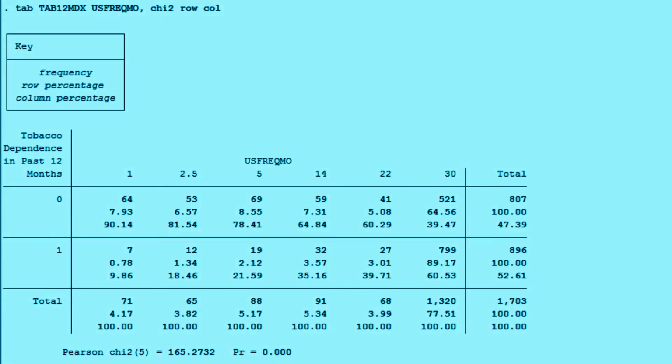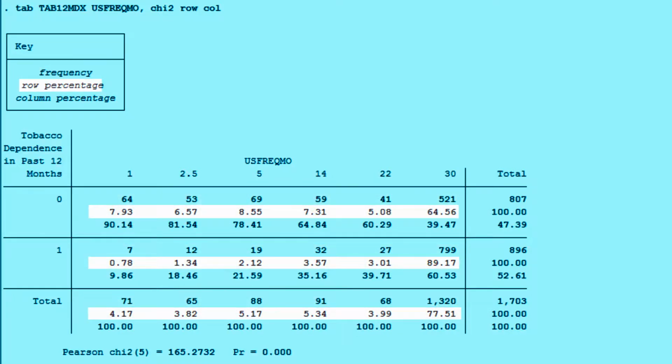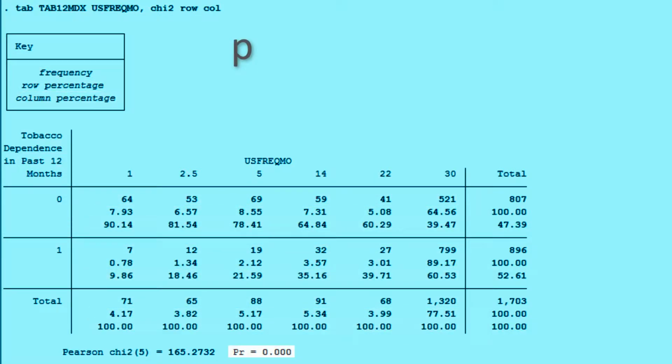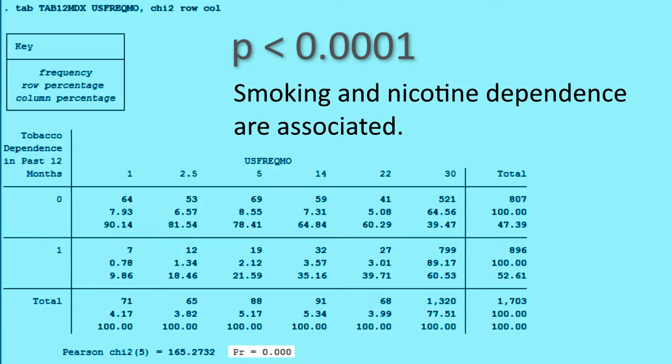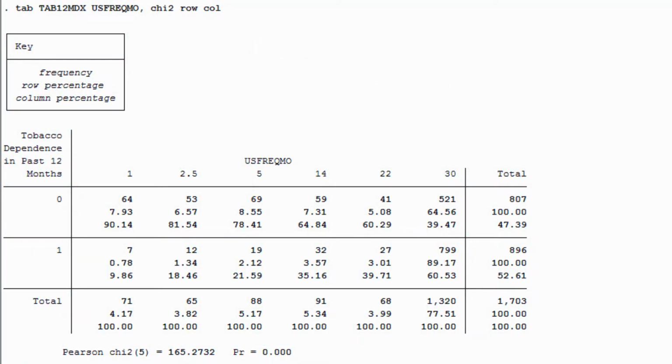The Stata results for a chi-square include a table of the response variable, TAB12MDX, by the explanatory variable, USFREQMO, and also a calculation of the chi-square statistic along with the associated p-value. Looking back at the chi-square table, also known as the crosstab or cross-tabulation, you can see a multitude of numbers and percentages with such labels as frequency, row percent, and column percent. Our p-value of less than 0.0001 clearly tells us that smoking frequency and nicotine dependence are associated. A chi-square table can be very confusing on first examination.